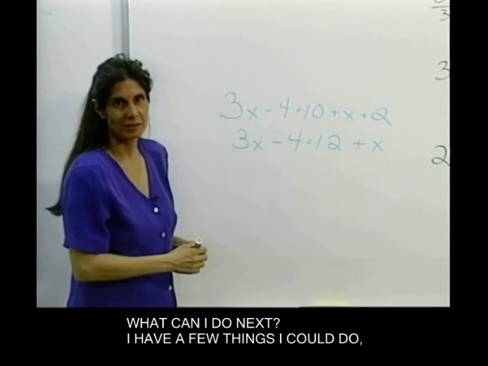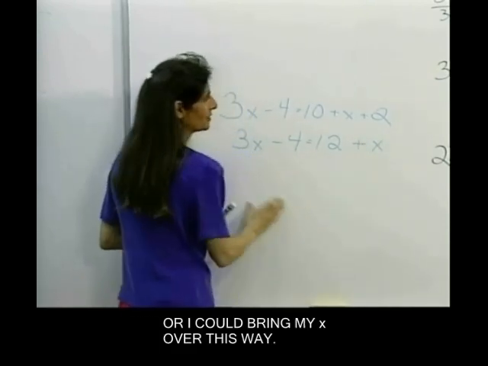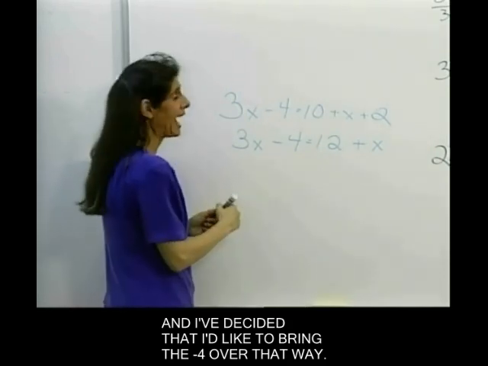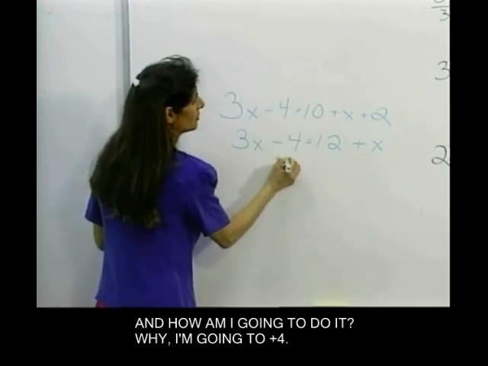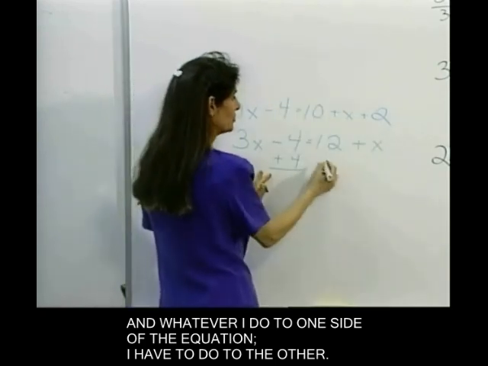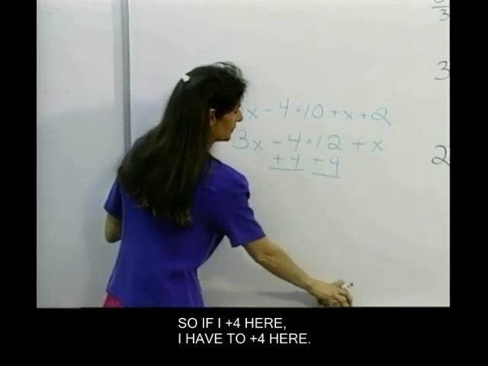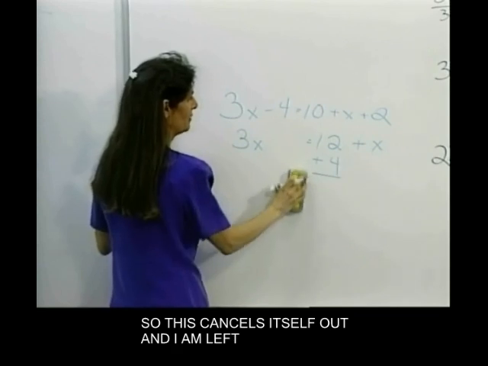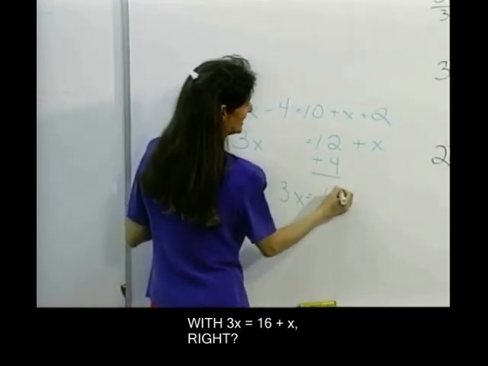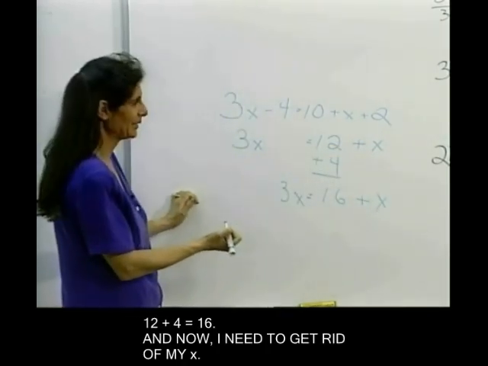What can I do next? I have a few things I could do. I could bring my minus 4 over this way, or I could bring my x over this way. And I've decided that I'd like to bring the minus 4 over that way. And how am I going to do it? Why, I'm going to plus 4. And whatever I do to one side of the equation, I have to do to the other. So if I plus 4 here, I have to plus 4 here. So this cancels itself out, and I am left with 3x equals 16 plus x, right? 12 plus 4 is 16.